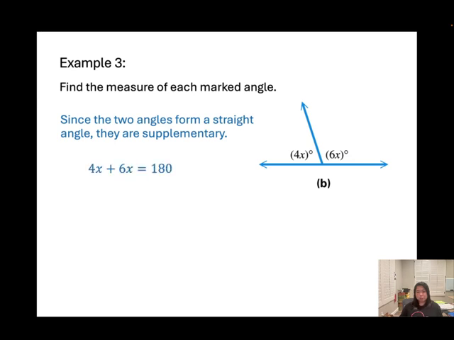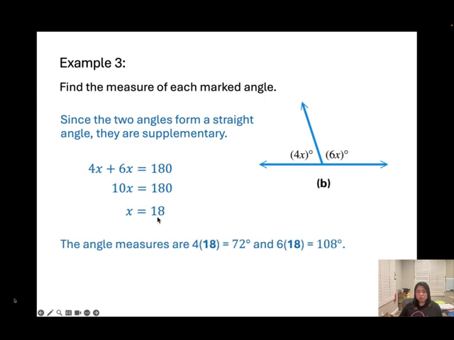Do the same thing, combine the x terms. And then divide it by 10 for both sides. After you figure out the x, plug it back in. Okay, 4 times 18 equals 72. And 6 times 18, that's equal to 108 degrees.